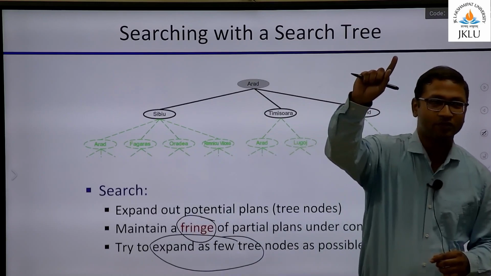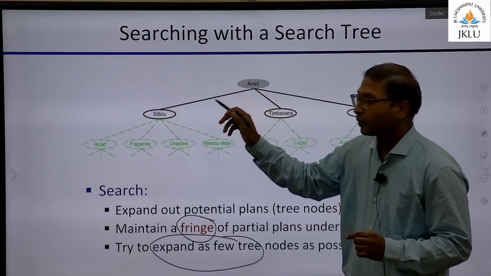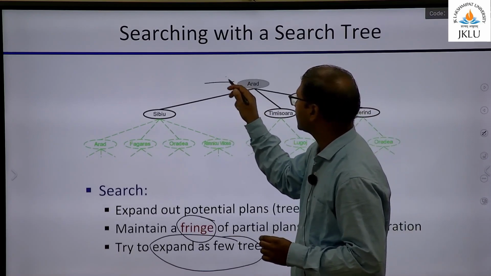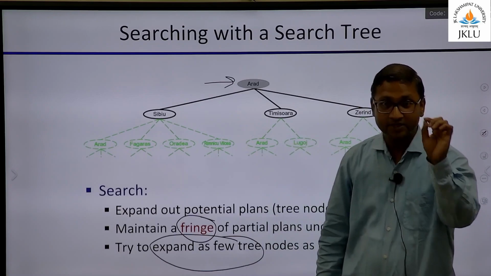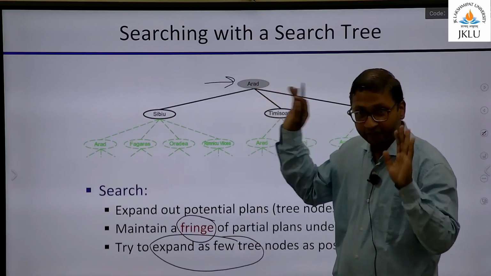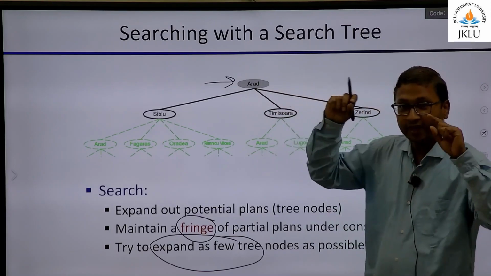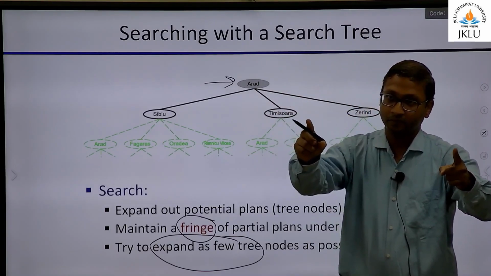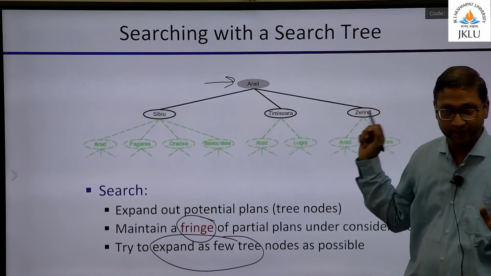Okay, one small question: what is my fringe when I am just here? Look, one second, my fringe is just this right now, right? When I have expanded Arad, my fringe is Sibiu, Timisoara, Zerind. That's it.